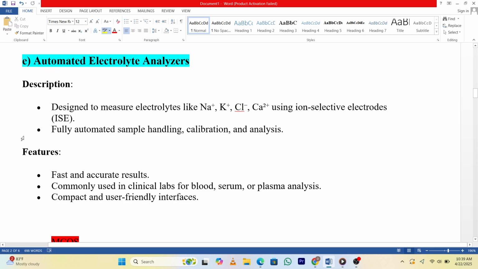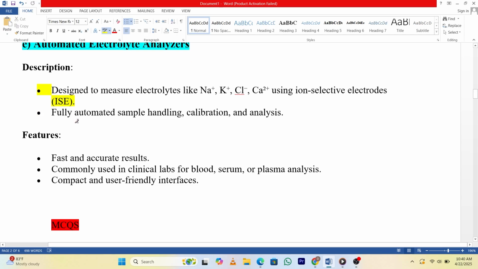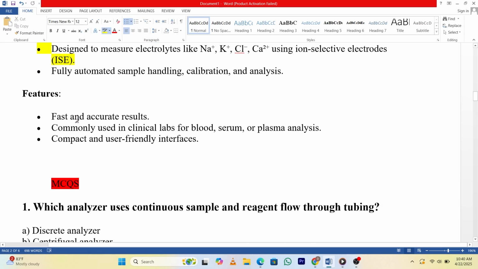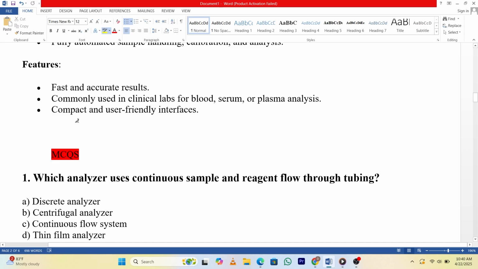E. Automated electrolyte analyzers. Description. Designed to measure electrolytes like Na, K, Cl, Ca²⁺ using ion-selective electrodes, ISE. Fully automated sample handling, calibration, and analysis. Features. Fast and accurate results. Commonly used in clinical labs for blood, serum, or plasma analysis. Compact and user-friendly interfaces. MCQs.